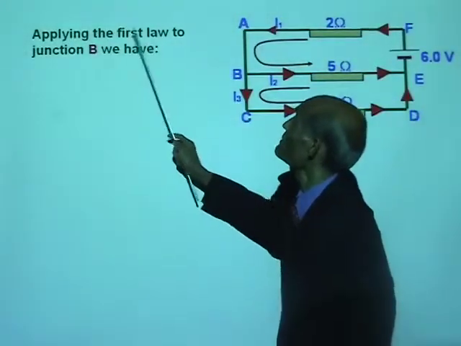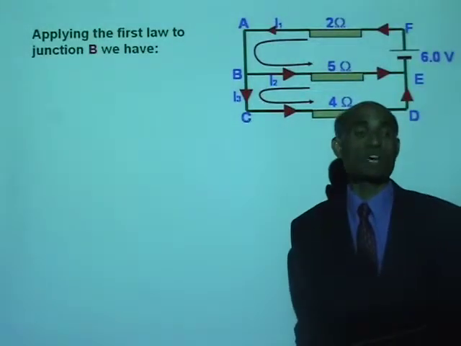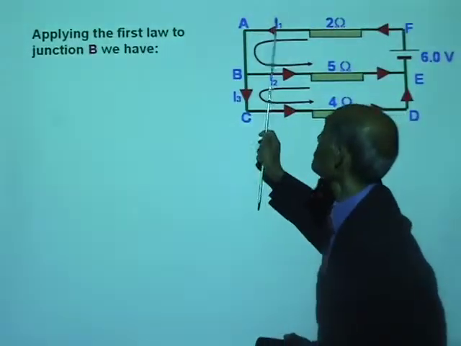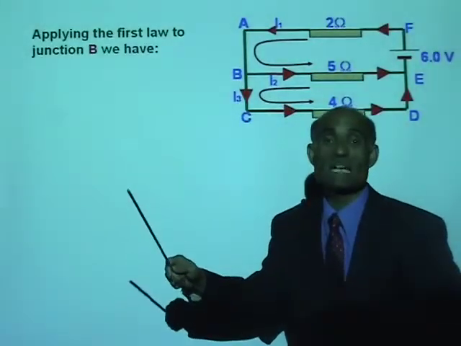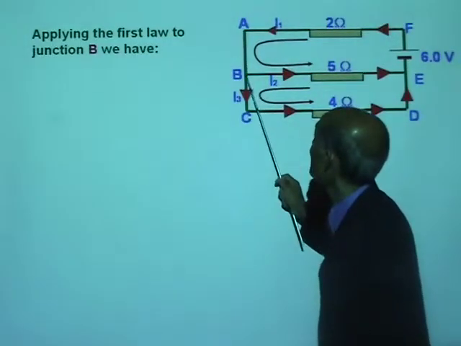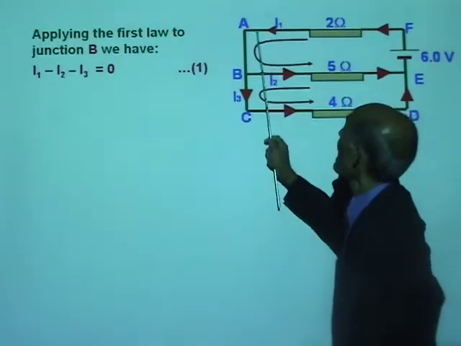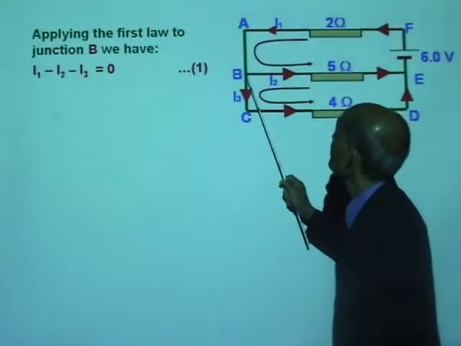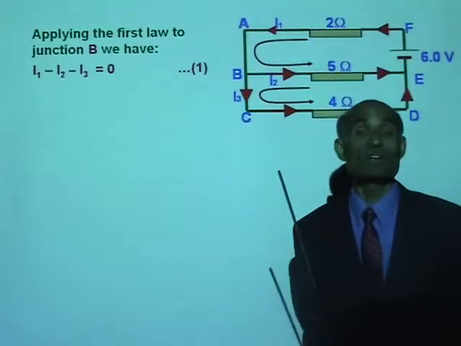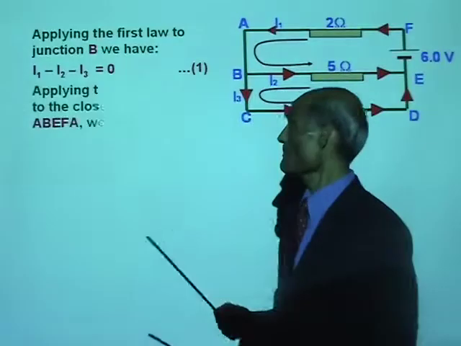Let's apply the first law to junction B. Can you apply the first law to junction B? What does the first law say? The first law says the algebraic sum of currents meeting at a junction is 0. The current reaching the junction is positive. The current leaving is negative. We have I1 minus I2 minus I3 equal to 0. We got one equation and 3 variables. That means we need 2 more equations.